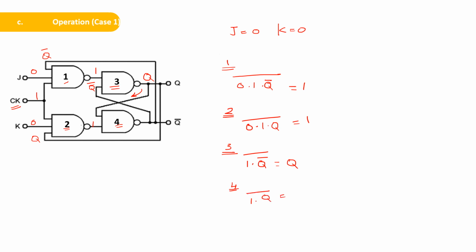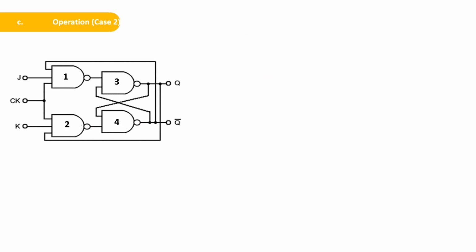So its complement, that means 1 dot Q is Q. So at the output you will get Q bar. That means your current state, that is after applying the input, the state will remain as Q and Q bar. There will not be any change for the state.